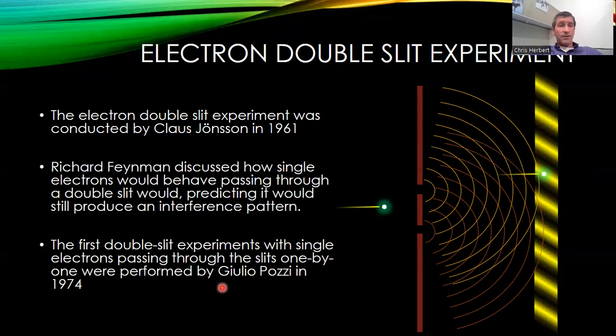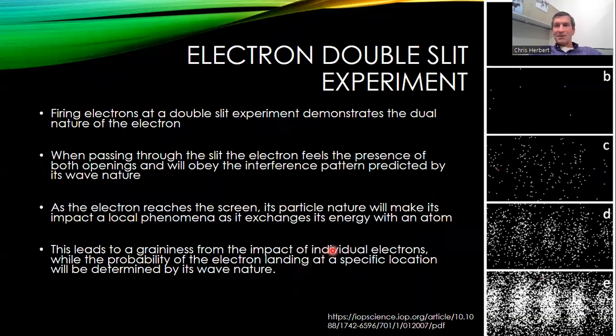So the first double slit experiment with a single electron passing through double slits was performed by Giulio Pozzi in 1974. And the interesting thing to see, and unfortunately I'm sort of blocking this, is when these electrons go through the slit, at first, they don't appear to be producing an interference pattern.